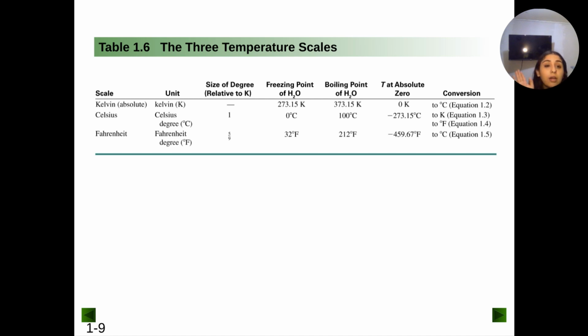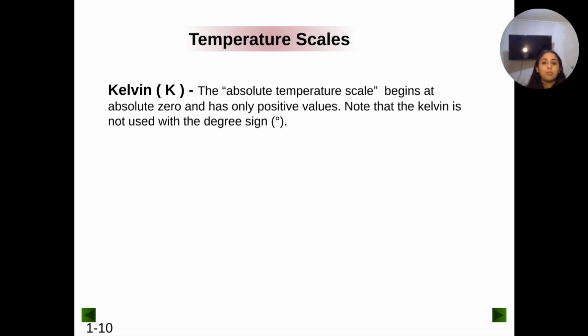Same for Fahrenheit, 5 to the 9th. You would take whatever temperature you're converting, multiply it by 5, and then divide it by 9. So, these are the temperature scales we're about to talk about. Kelvin, K. He's the guy without the degree symbol. The absolute temperature scale begins at absolute 0 and has only positive values. Note that Kelvin is not used with the degree sign. No degree sign. Remember that.